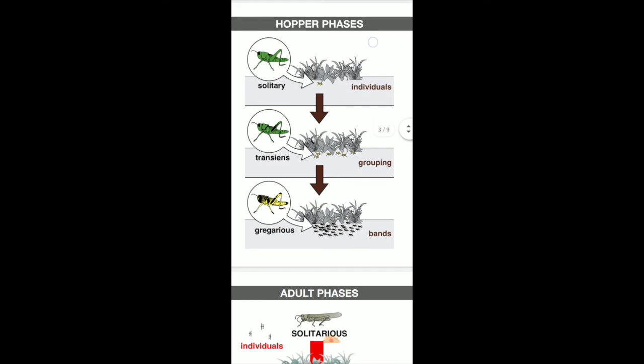If we turn to the hopper phases, normally the hoppers are in the solitarious phase. They're individual, and they're a green color, okay? But when there are good breeding conditions, they start to increase in number and form groups, and they change their color and become green and black. And if those conditions continue to be favorable for an extra generation or two of breeding, they can become gregarious, when they're all acting together as one single band, a hopper band, and their color is black and yellow.